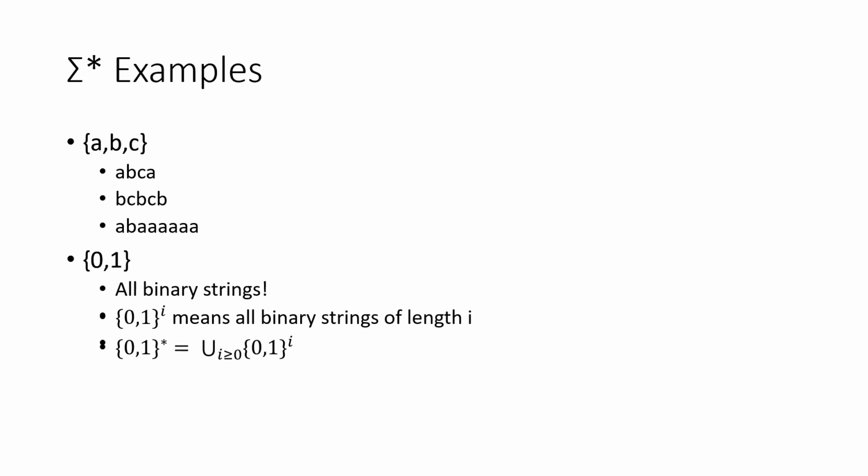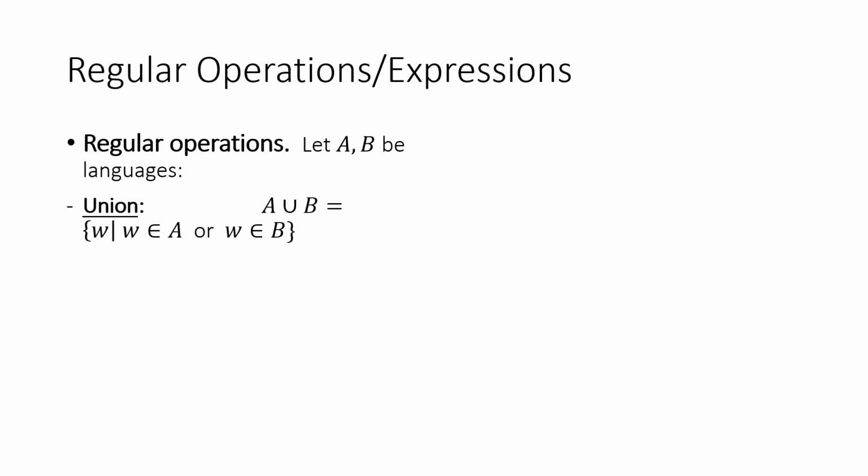And hopefully this is becoming a little bit more clear to you how that star is going to the thing to its left and just taking out basically as many repetitions of letters as it very well pleases. So now that we understand Kleene star, we can start talking about regular operations and expressions. If we have 2 languages, A and B, we can do certain things with them. We can take the union of 2 languages. A union B is equal to the set W such that W is in A or W is in B.